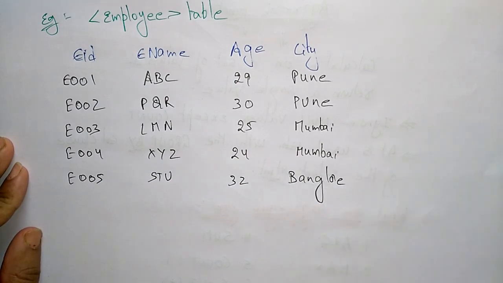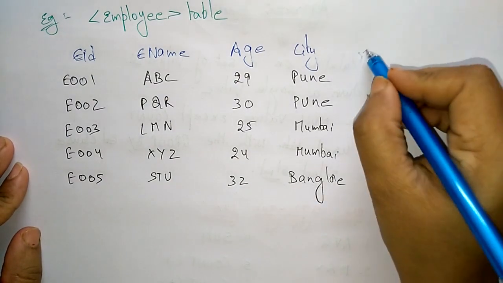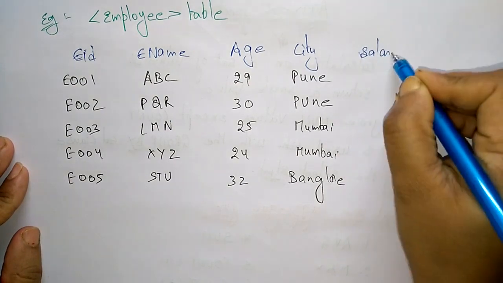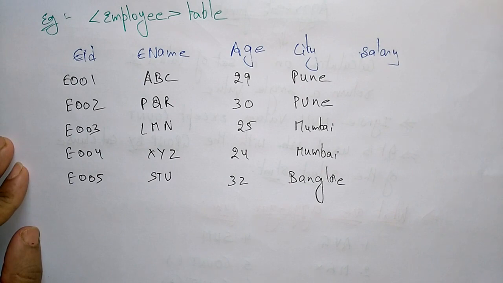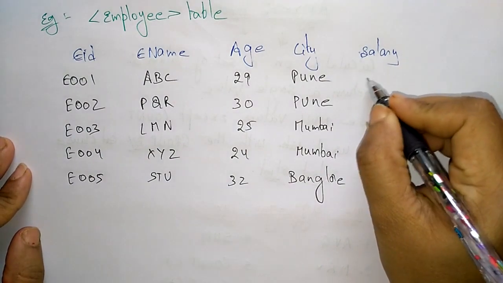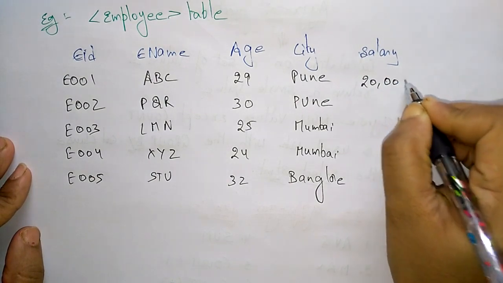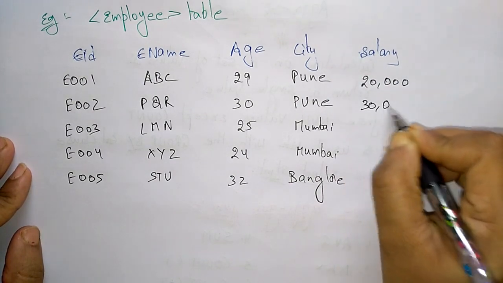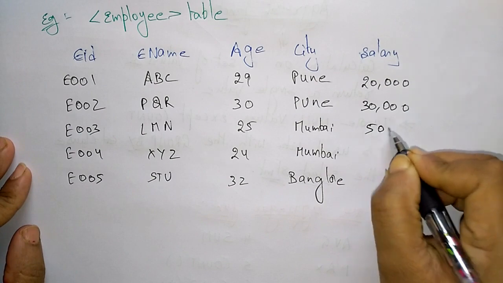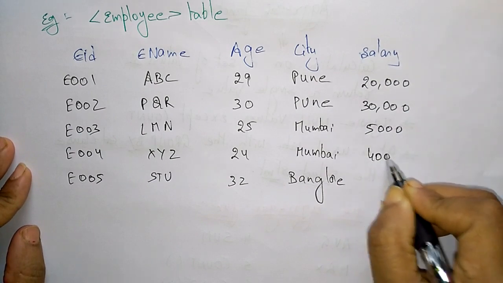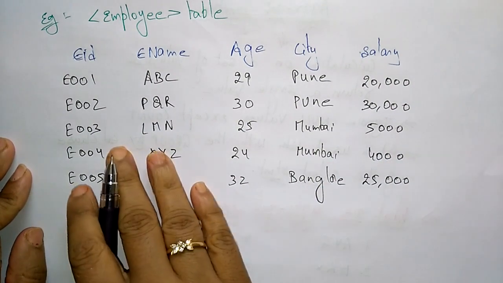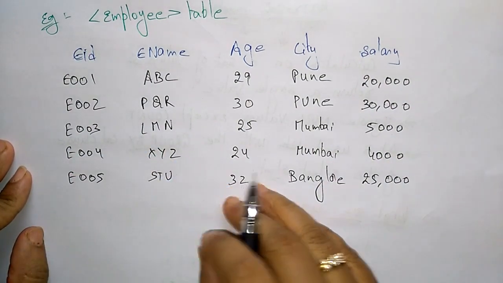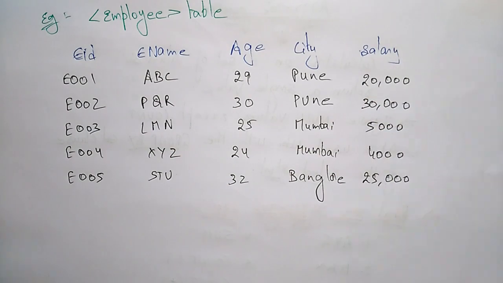Let me take another field, the salary, which is how much salary they are getting in total. The aggregate functions will work on this salary column: 20,000, 30,000, 5,000, 4,000 and 25,000. So these are the salaries for each person with employee ID, age, and city. So this is the table.